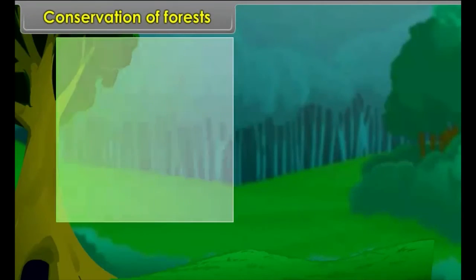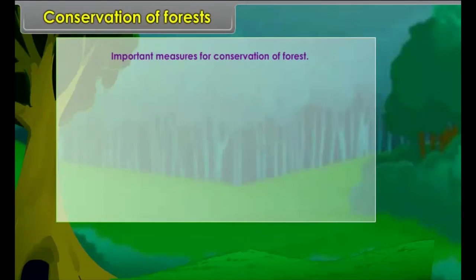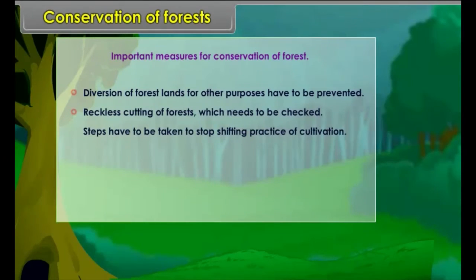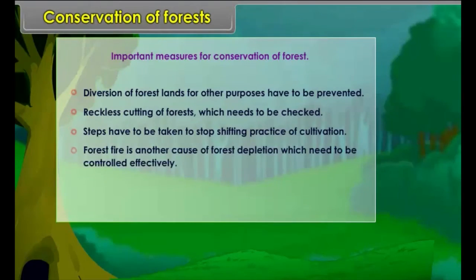Now, let us list some important measures for conservation of forests. Diversion of forest lands for other purposes have to be prevented. Reckless cutting of forests needs to be checked. Steps have to be taken to stop shifting practice of cultivation. Forest fire is another cause of forest depletion which needs to be controlled effectively. Afforestation has to be taken up effectively.